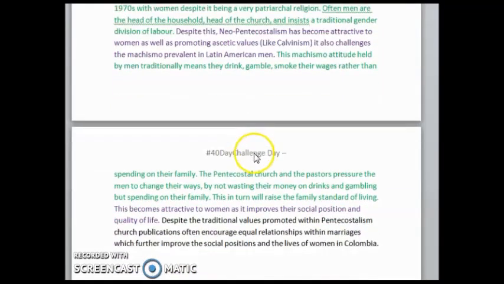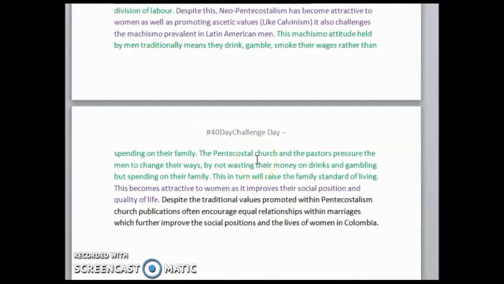And this makes it really attractive to women because the Pentecostal church and the pastors pressure the men to change their ways, which will improve the standard of living of the families, because they're going to spend their money on the families rather than on drinking and alcohol and whatever. So again, we just cement that application. We say this is attractive to women because it's improving their social position.